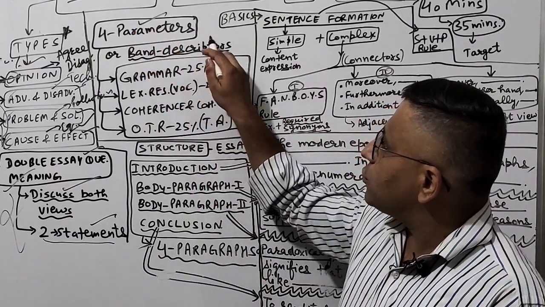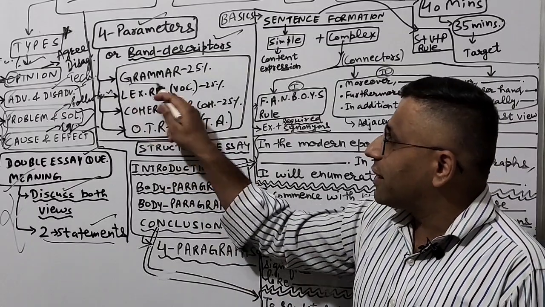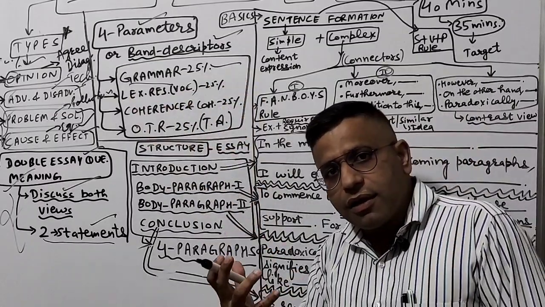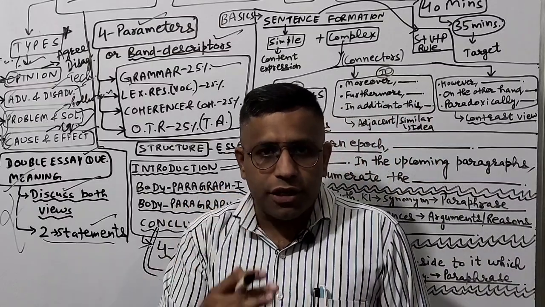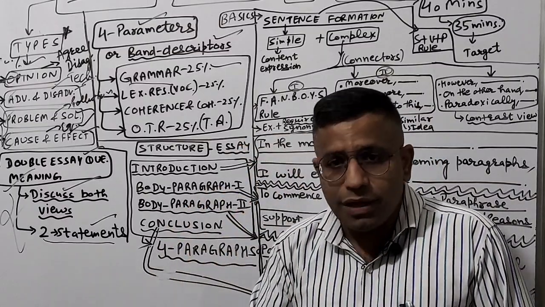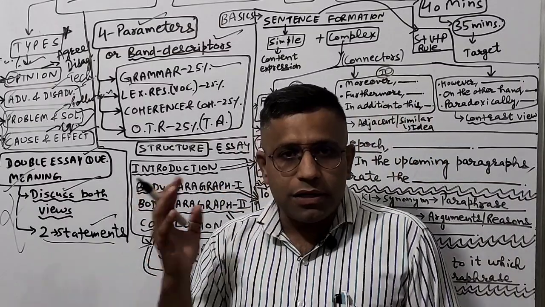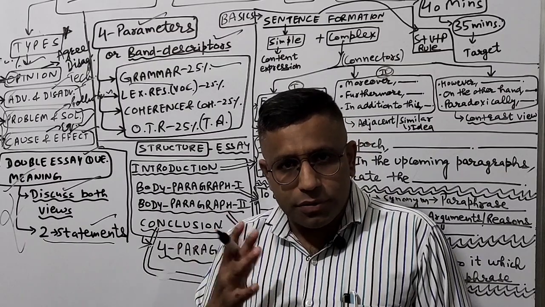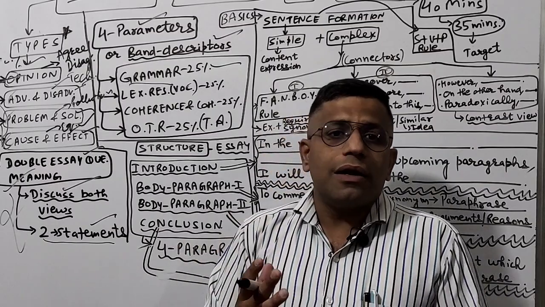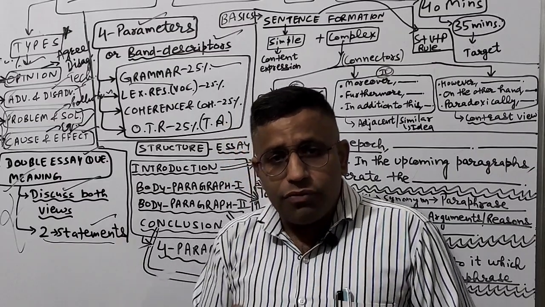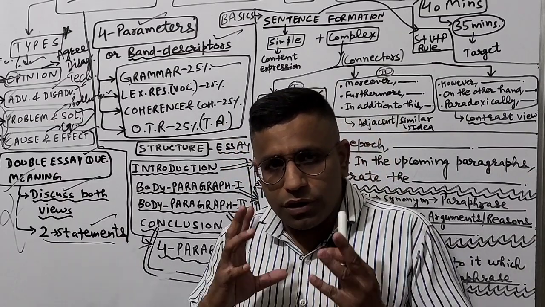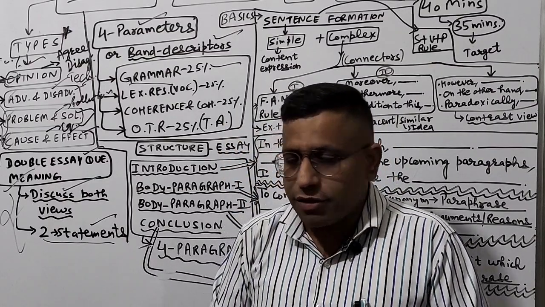So the 4 parameters or the band descriptors are, first is the grammar, very basic thing. So grammar means noun, pronoun, verb, adverb, adjective, conjunction, prepositions. Then we have articles also, and apart from this, modals and the other ones also, and obviously the tenses, past, present and future. So in very brief, I've spoken these things. So this way, these all things are covered in the grammatical stuff.